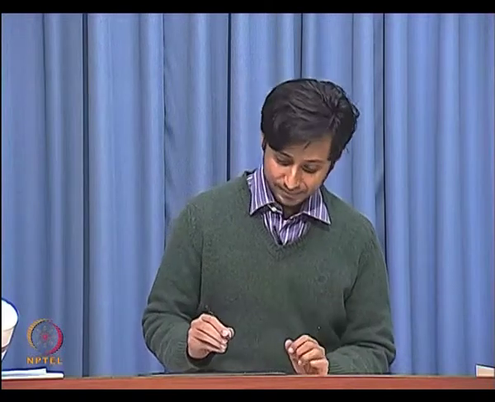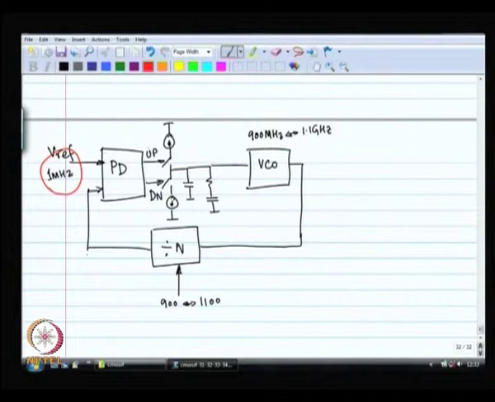Okay. Now, let us come to the point. What I am saying is as follows, that there are glitches on up and down even when the circuit is locked, and there are mismatches between these two currents.